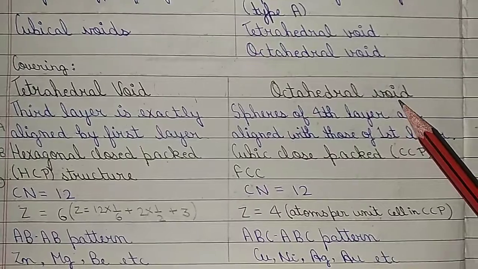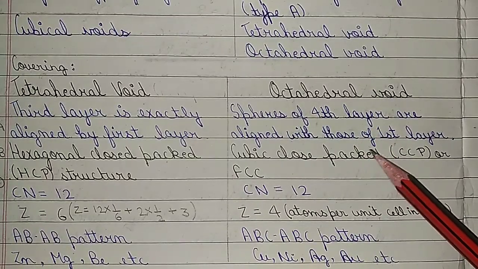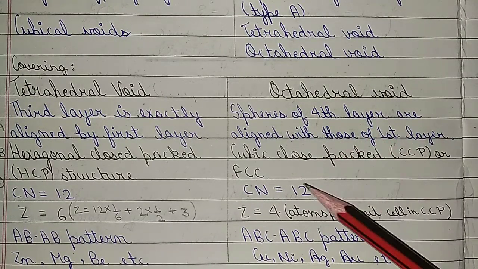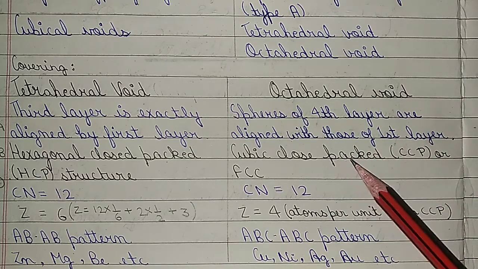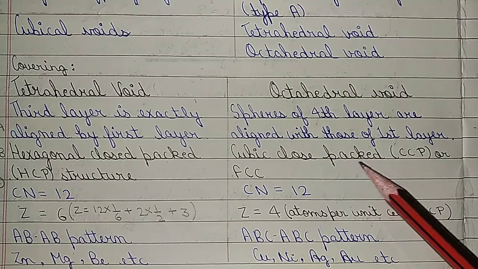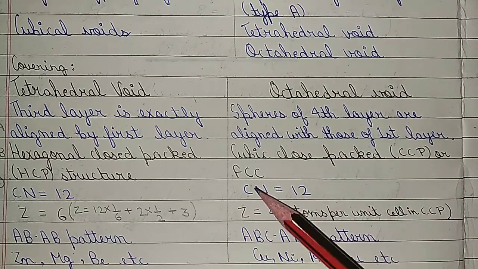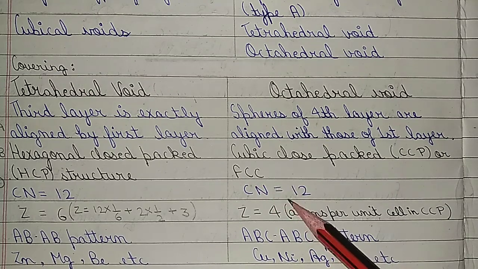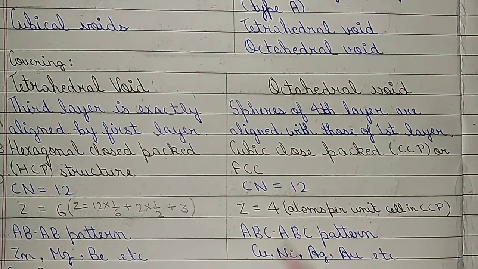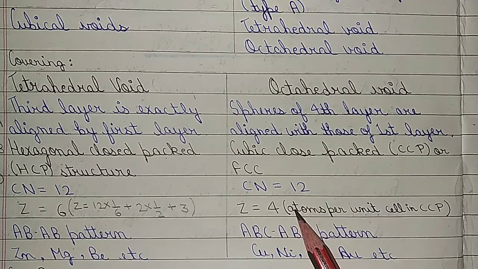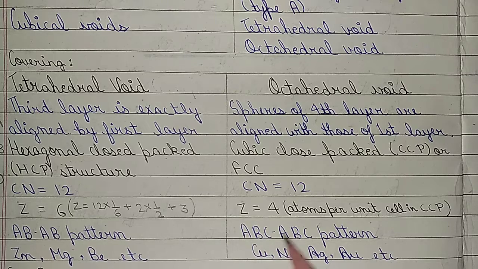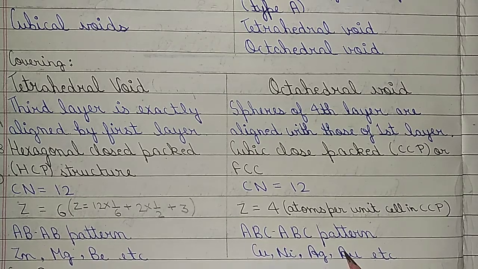In octahedral voids, spheres of the fourth layer are aligned with those of the first layer. The constituent particles of the fourth layer are aligned with the constituent particles of the first layer. The structure which is formed is known as cubic close packed structure, CCP or FCC. FCC means face centered cubic structure and the coordination number is equal to 12 and the atoms per unit cell in this kind of structure is equal to 4. The pattern which is formed is ABC, ABC. Examples are copper, nickel, silver, gold, etc.